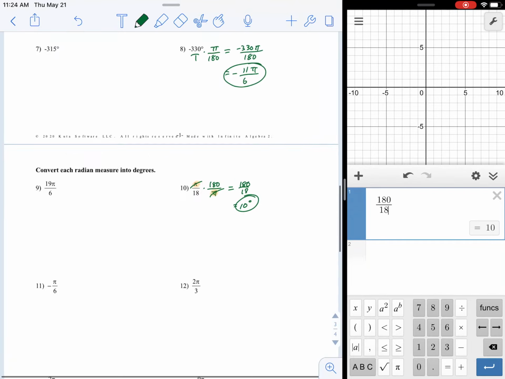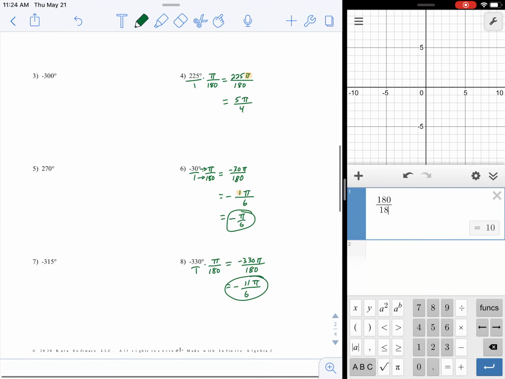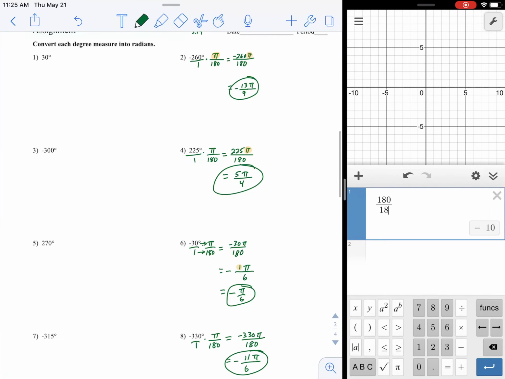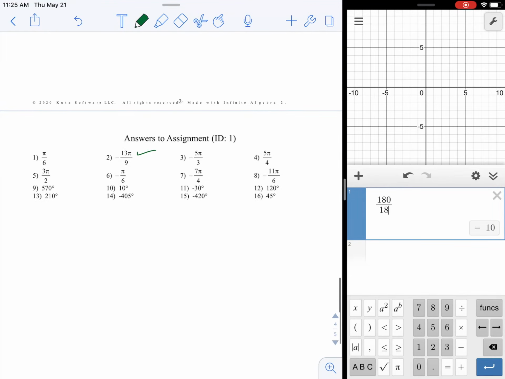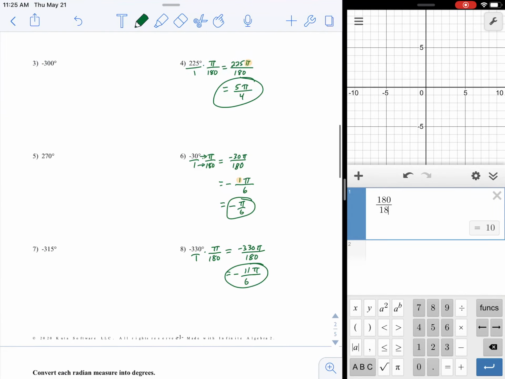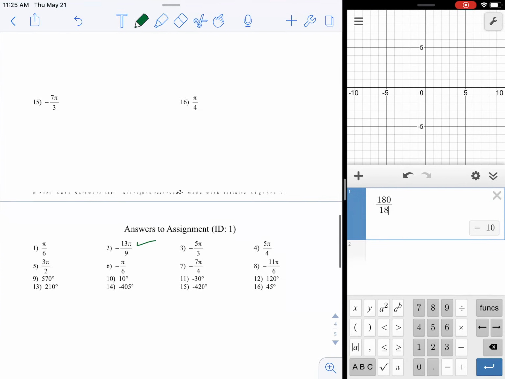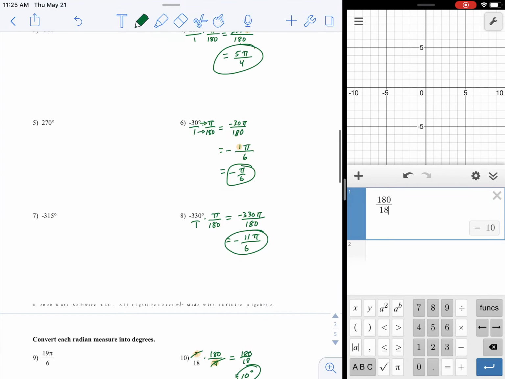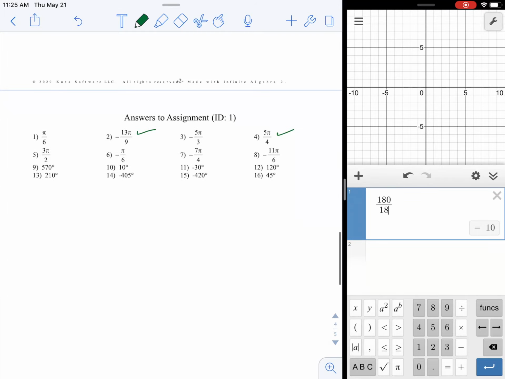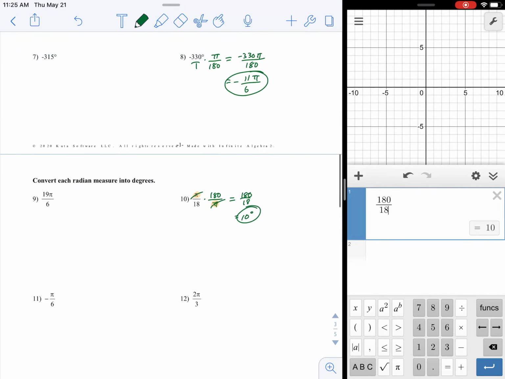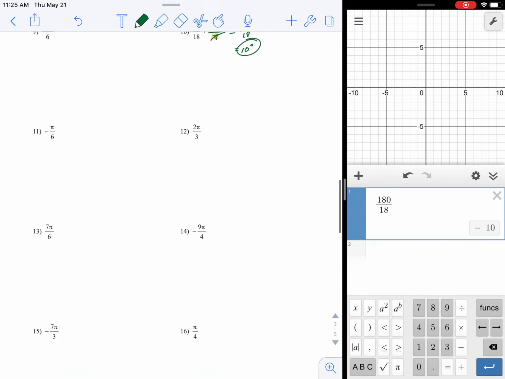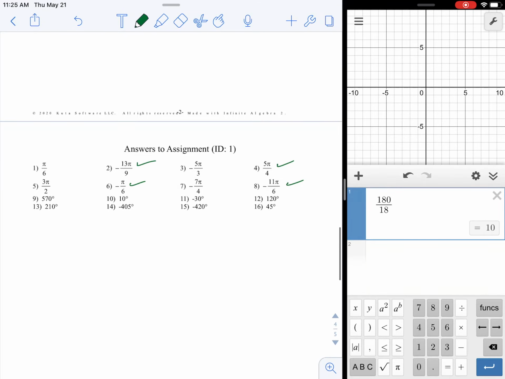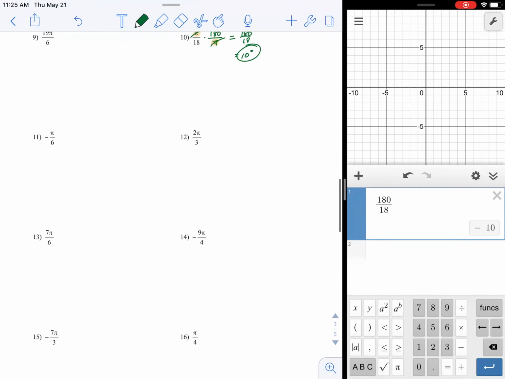Oh, by the way, I have not been checking myself, have I? Let me do this real quick. Negative 13 pi over 9 for number 2, check. 5 pi over 4 for number 4, check. Negative pi over 6, negative pi over 6, check. Negative 11 pi over 6 for number 8, negative 11 pi over 6, that's good. Number 10 should be 10 degrees, and there it is. Okay, so we're doing fine.